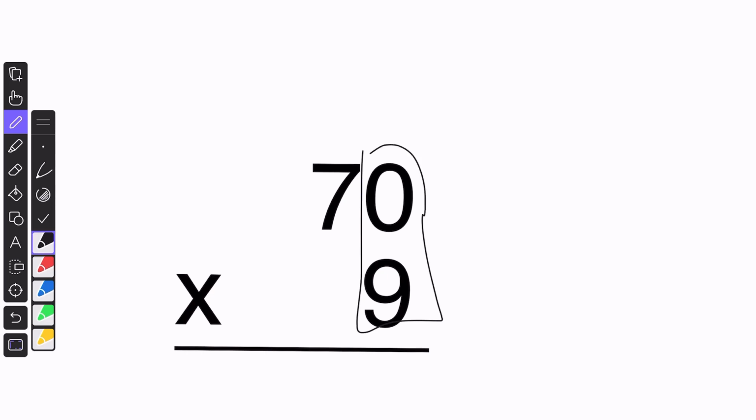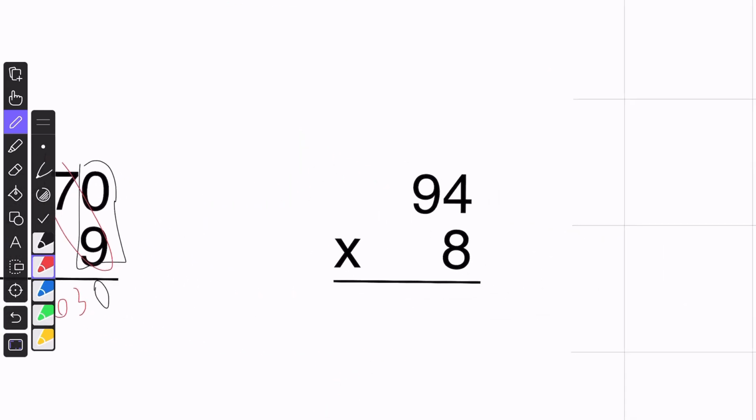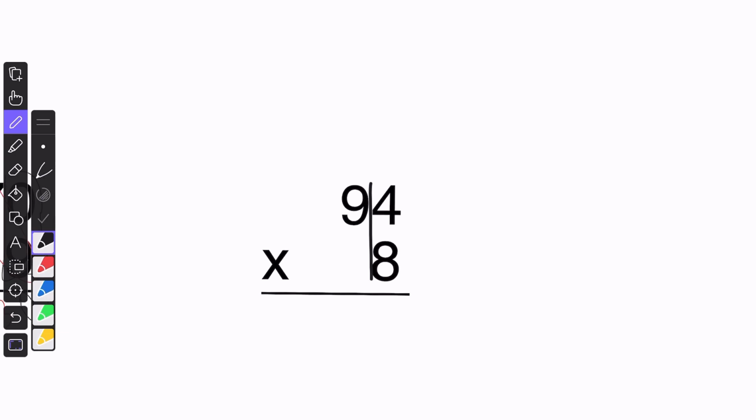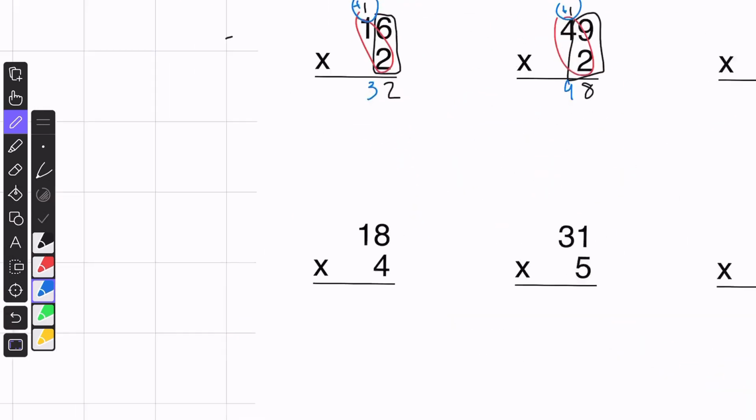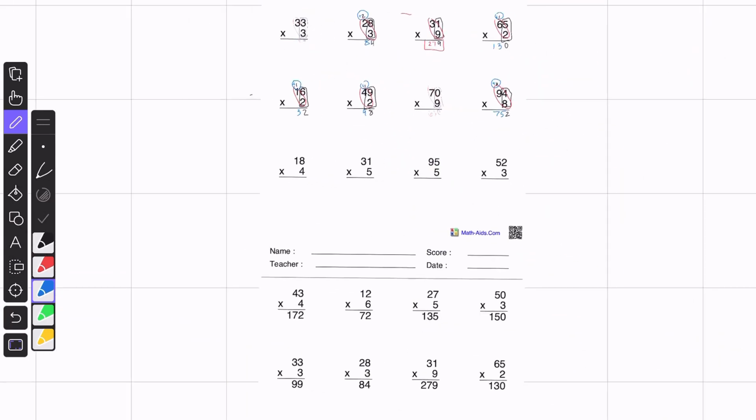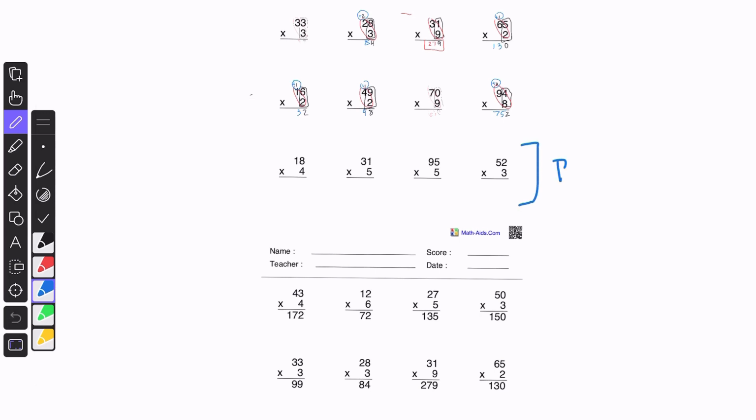0 times 9 is going to be 0. And then we're going to do this part, which is going to be 63. There's nothing to carry, so we get to skip step 3. Step 1, 4 times 8 is 32. We're going to carry the 3 over. Step 2, 9 times 8 is going to be 72 plus this 3 up here, which is going to be 75. I'm going to give you guys the last row to pause and work on.